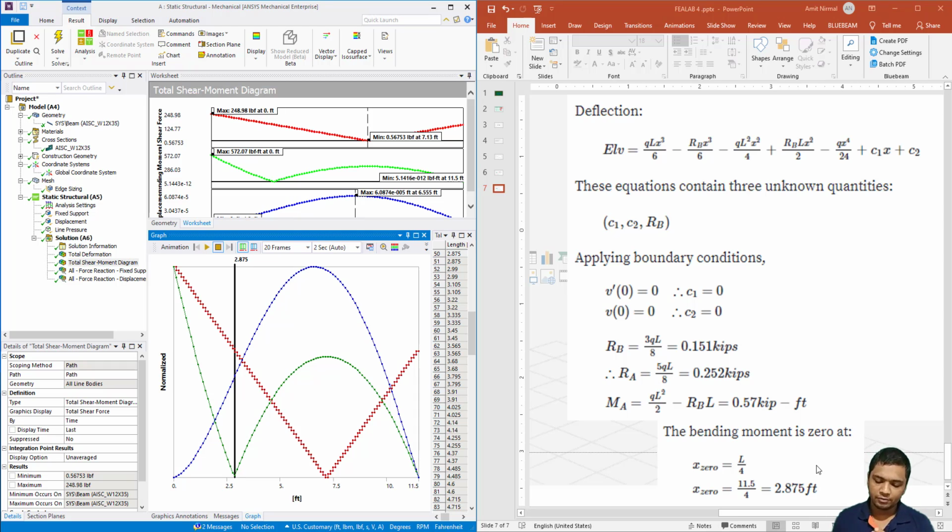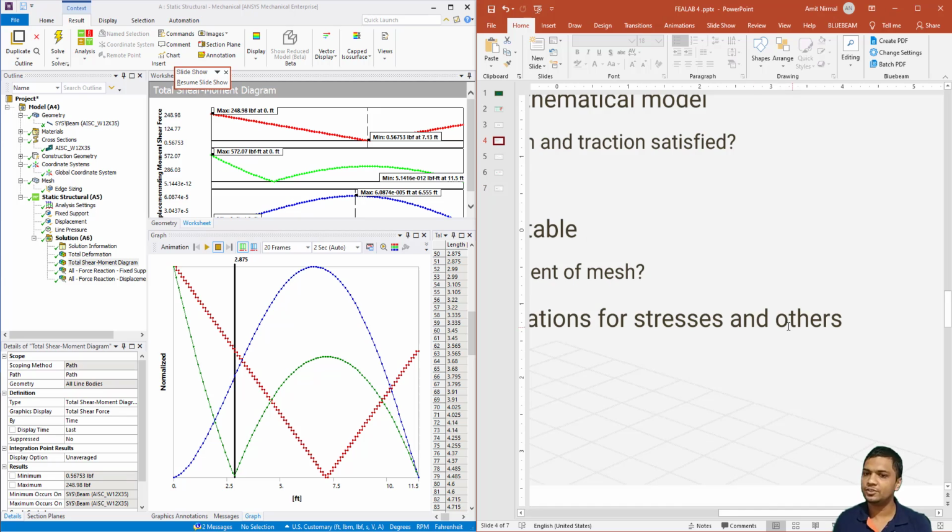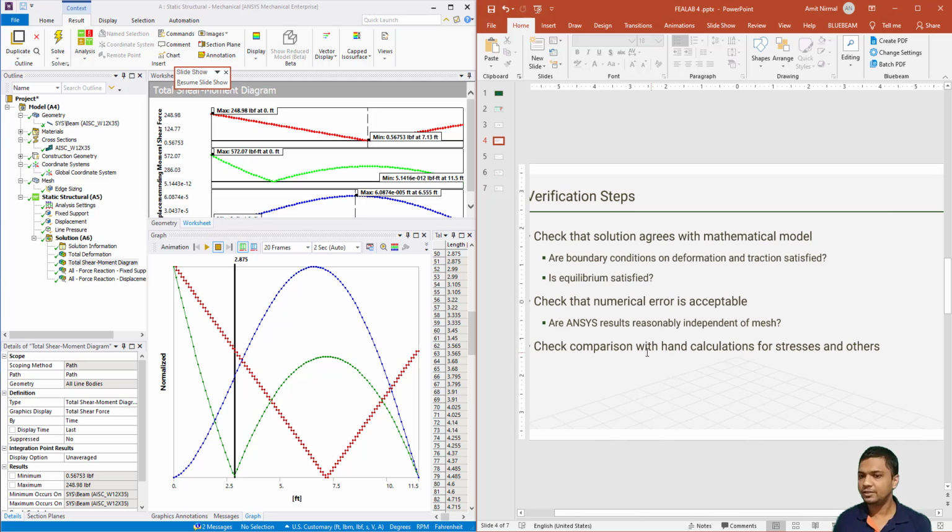So we have completed all the verification stages. We have compared with the hand calculations also. So we've done all the parts.